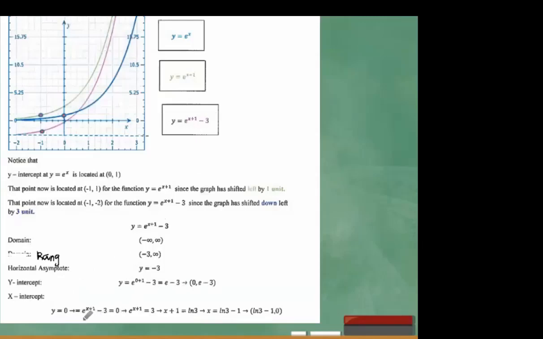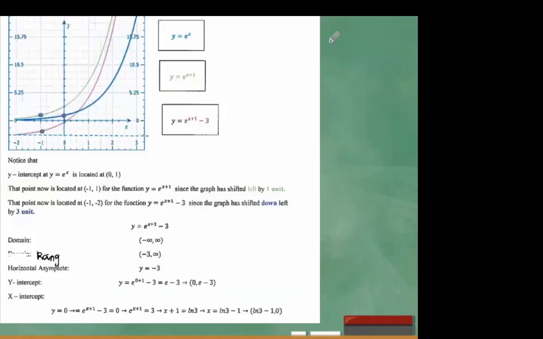And then, as you can see, we get e to the power of x plus 1 equal to 3. Then for x plus 1, you have to take the natural log of both sides here, which would be x plus 1 is equal to natural log of 3. So x would be equal to natural log of 3 minus 1. So this would be your x-intercept. So let's do that calculation here. Make sure everybody can follow that.